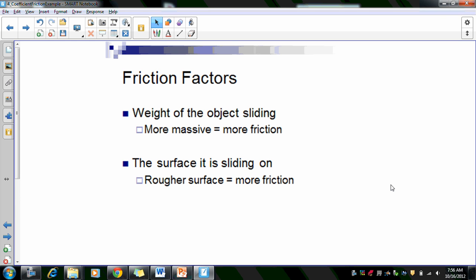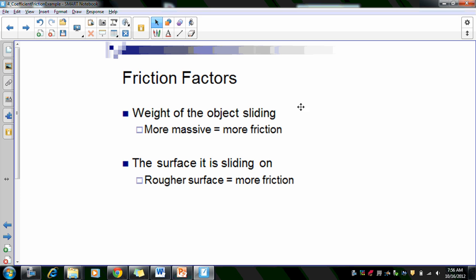The other thing is the surface itself. The rougher the surface is, the more friction you experience. Carpet is much harder to push something on than hardwoods, and that's because the rougher surface of carpet creates a higher amount of friction than the smoother hardwood surface does.